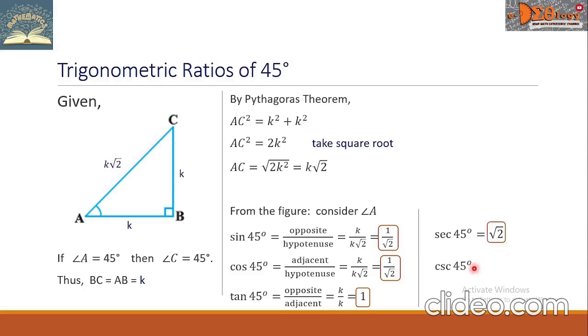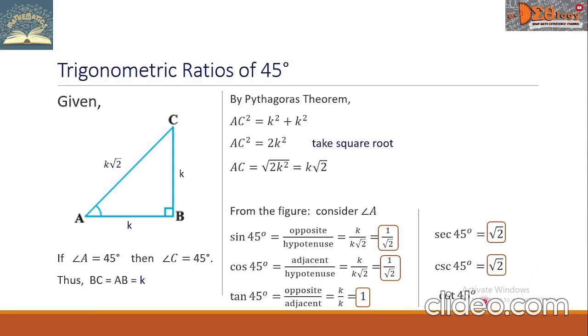What about cosecant of A or cosecant 45 degrees? We know that cosecant is the reciprocal of sine. So we'll just take the reciprocal of this value. So this will be equal to square root of 2. Note also here that the secant 45 degrees is equal to the cosecant 45 degrees. Both of them are equal to square root of 2.